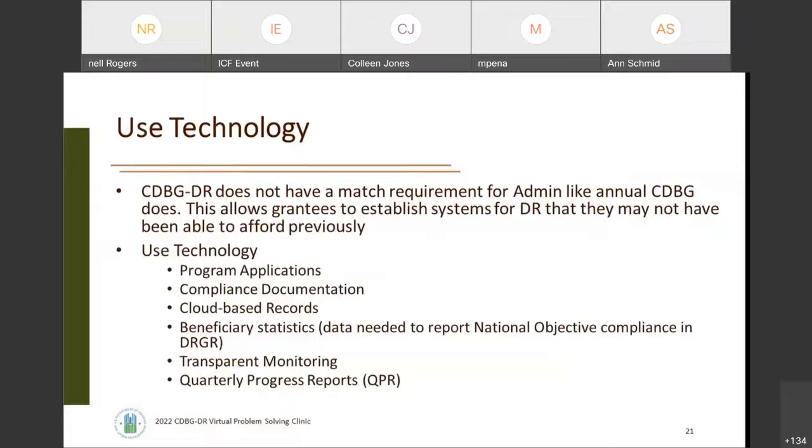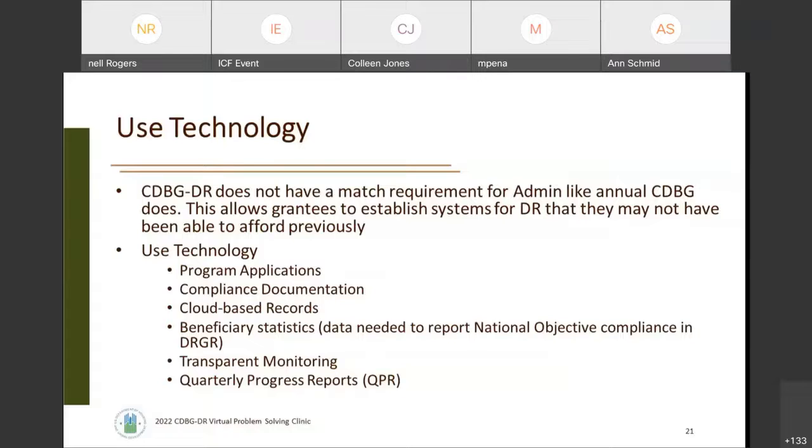And then one more thing on capacity is just sort of thinking about technology and thinking about where you can improve and integrate technology. We have changed a lot over the last decade in how we operate and manage our federal funding and federal grant programs. The annual CDBG program does have an administrative match. The CDBG-DR program does not have that. So, thinking about how your funds or even some of your project delivery can be identified or can benefit from technology is very helpful.